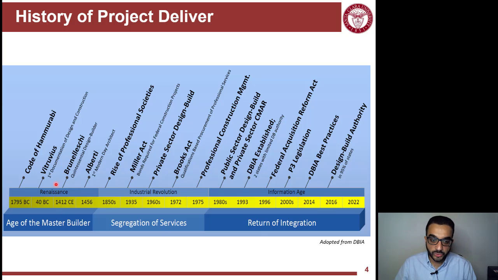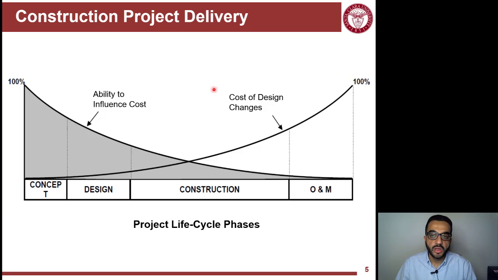So you can see that we started with an integration. Naturally, you have that design builder, people were coming from the trade, a skilled laborer becomes an architect and designs things that they know can be built. And then we had some period where services were segregated, and then we're now returning to integrating these services. So when we think about construction project delivery systems, there are a couple of things we have to consider.